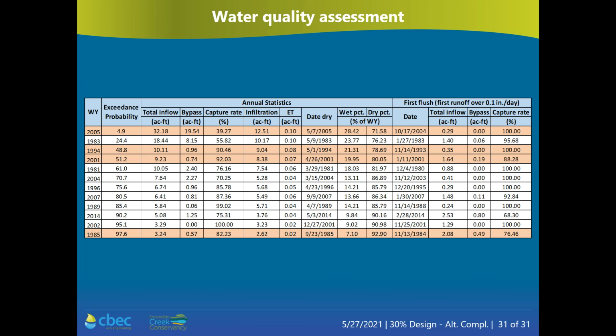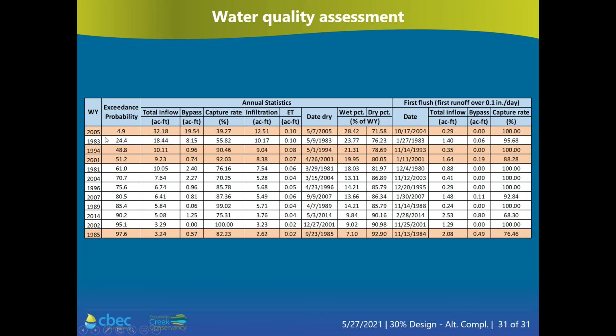Whereas if you have a dry year like 1985 that still has a relatively large rainfall event, you're not going to be able to capture all of that because you're quickly going to exceed the capacity of the tank to actually store that water. And so there's a large range of variability, but in general we're going from about 70 to 92% capture rate on an annual basis for median and drier water years.